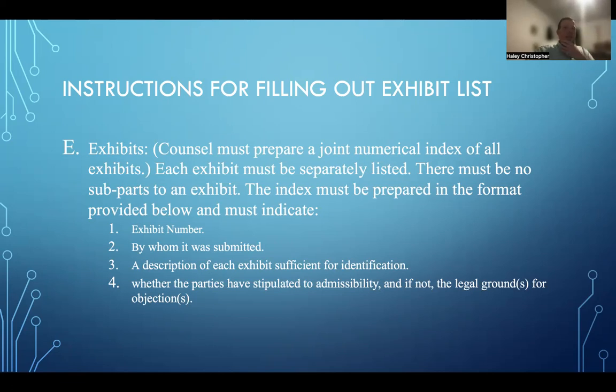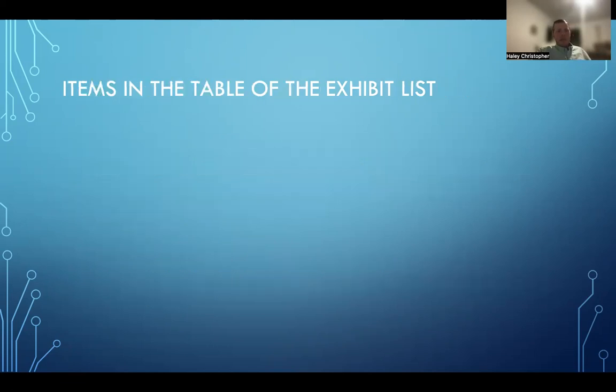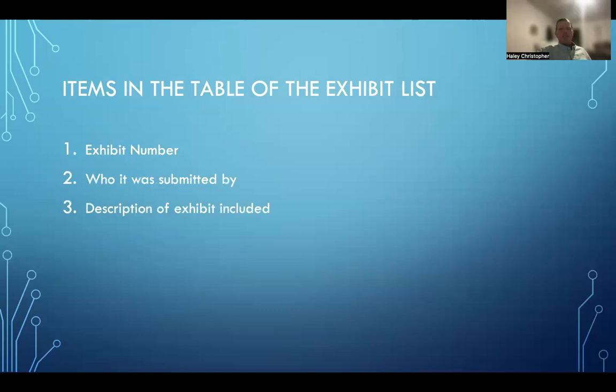And so next we're going to go into what the table actually includes, all six columns, and it might seem a little bit repetitive, but it's going to go into my actual table. So the items in the table are number one, the exhibit number. Number two, who it was submitted by. In this case, the plaintiff, the defendant, or jointly, and jointly is by both of them. Thirdly, the description of the exhibit included.